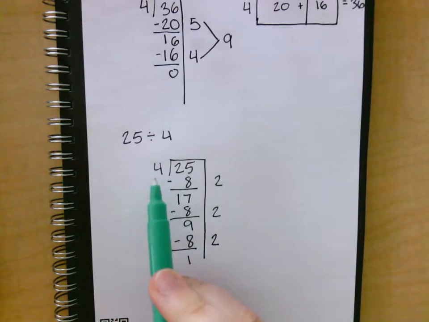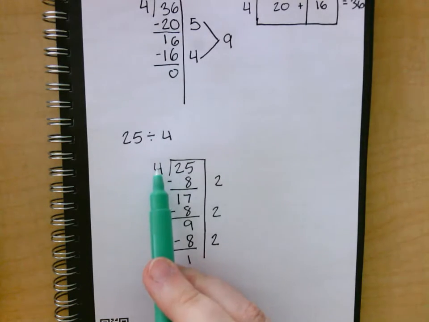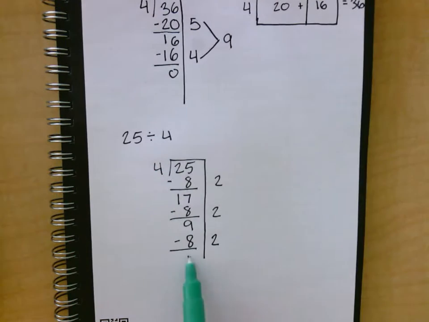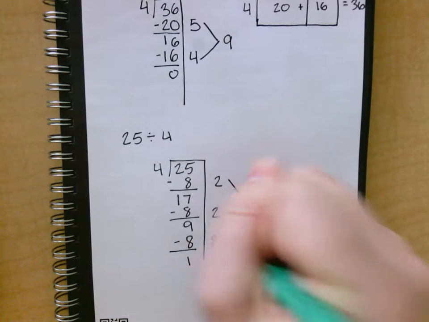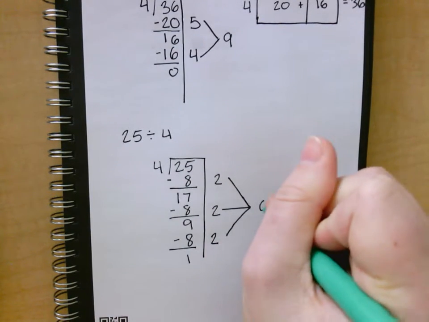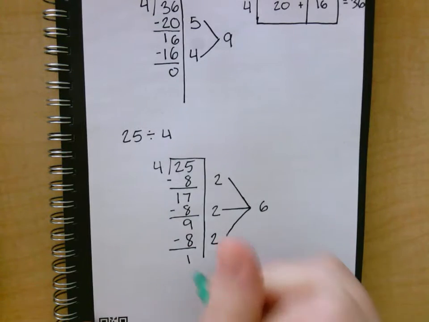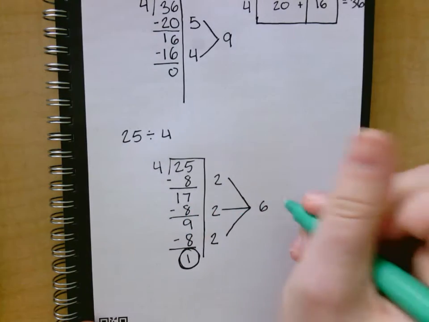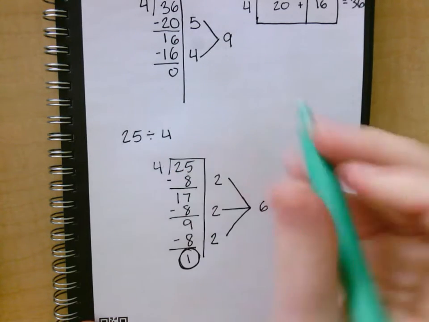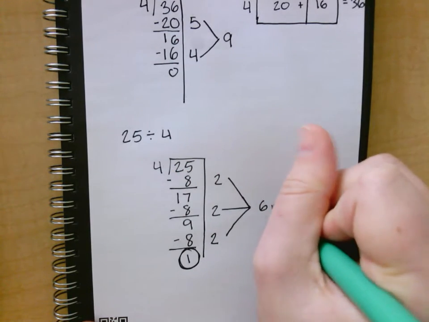Now, there's nothing that I can multiply 4 by to get to 1 down here. So what I need to do is add my 3 numbers over here. So that's 6. And then whatever is left over here at the bottom becomes the remainder. So the answer to 25 divided by 4 is 6 remainder 1.